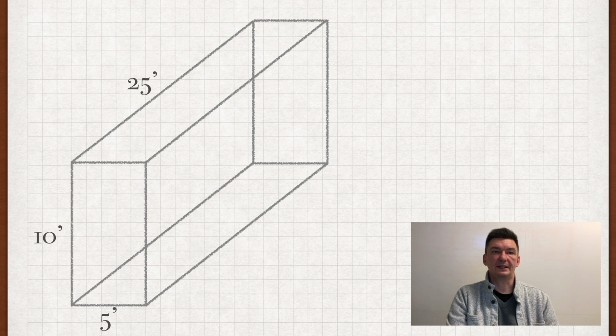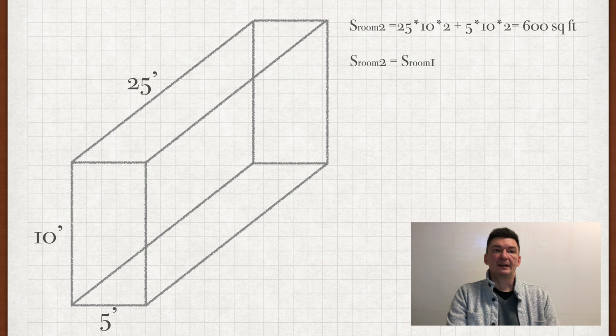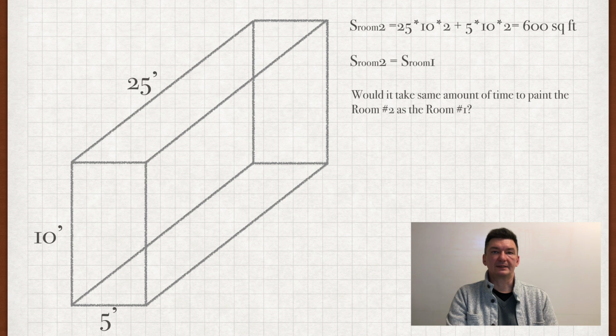Now, take a look at room number 2. Room number 2 wall sizes are different from room number 1. But the area that needs to be painted is exactly the same as room number 1. It's 600 square feet. Can the painter paint room number 2 in the same amount of time as he spent to paint room number 1? Probably not. This room is much thinner. The painter cannot use a roller extension stick. The complexity is the same, but the time required is longer.